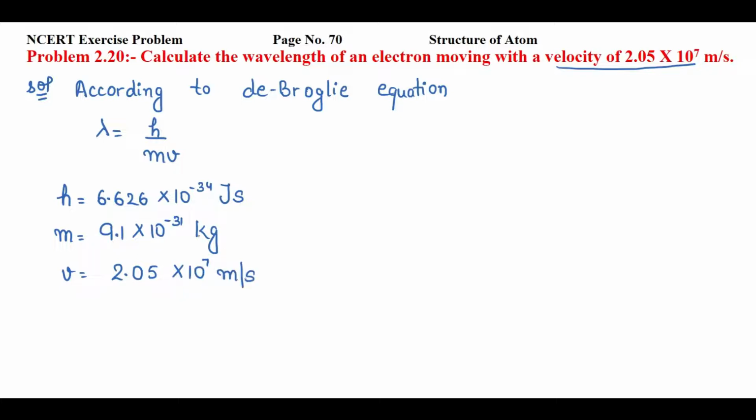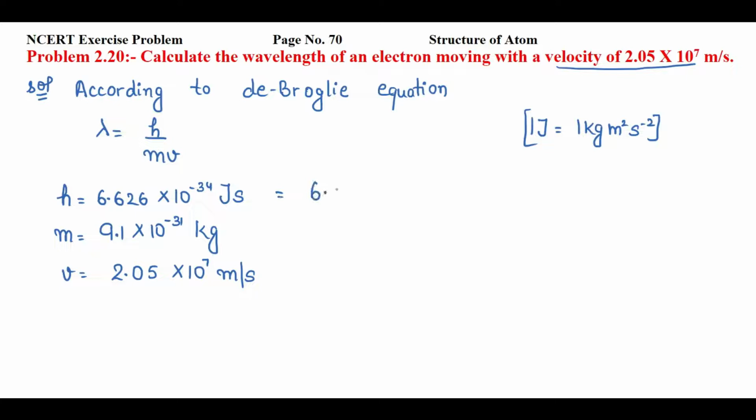Now if you see, we have mass in kg, but the unit of Planck's constant, that is in the numerator, is in joule. It will be quite difficult to cancel these units. I'll simply convert this Planck's constant's value in terms of kg. I know that 1 joule is equal to 1 kg meter square second inverse square. Simply put the value over here.